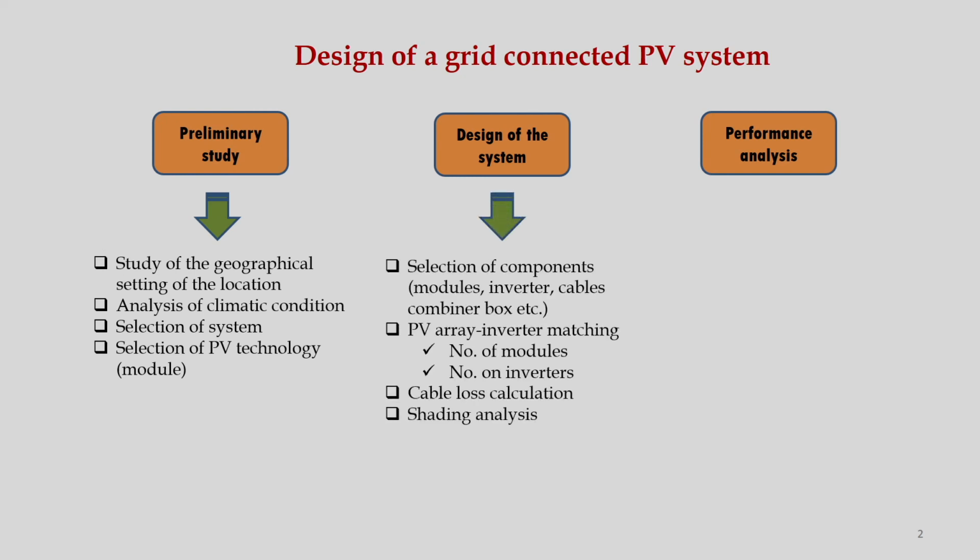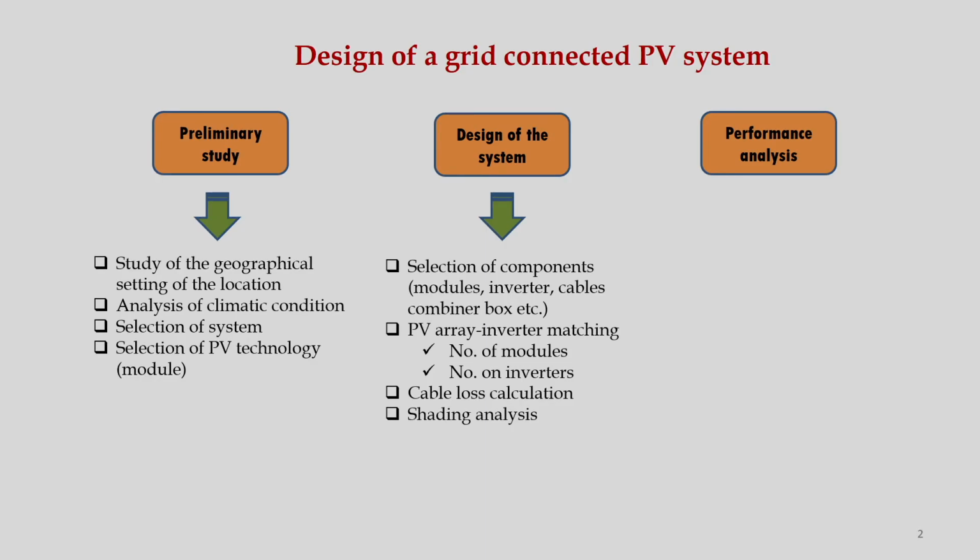Under design of the system, it primarily includes selection of components like modules, inverters, cables, combiner box, and others. And PV array inverter matching is very crucial for the design of this grid connected PV system. So, you have to match the output of the PV module and the input of the inverter. Okay? Other parameters like current, voltage, power, and also we need to find the appropriate number of modules and inverters required for a particular capacity.